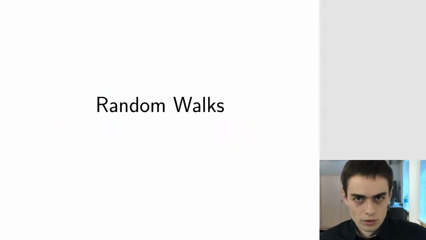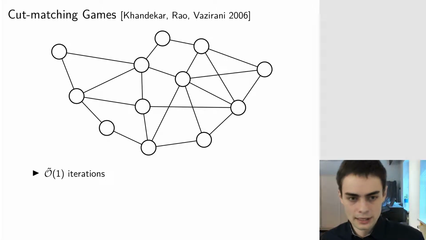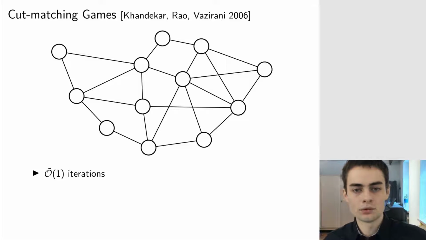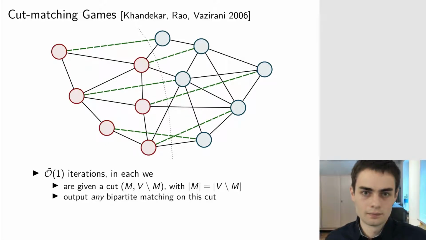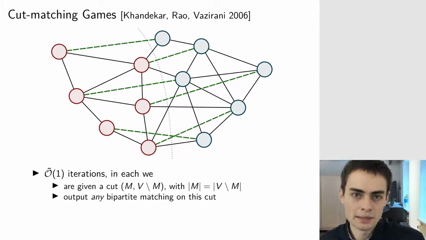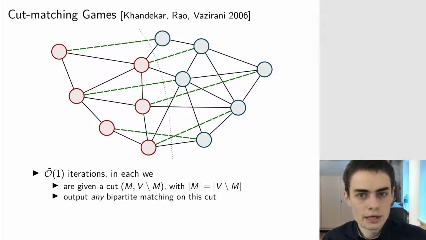Now let's look at random walks. We are using cut matching games. That means that we are now playing a game which has a low number of rounds, to be precise, a polylogarithmic number of rounds. In each of these rounds, we are given a cut. The cut separates the graph into two sets of equal size. And then we compute a matching, a bipartite matching, which respects this cut. This can be any matching. Later on, we'll have to route that matching, so there are some restrictions. But for the purposes of cut matching games, we can choose any matching.